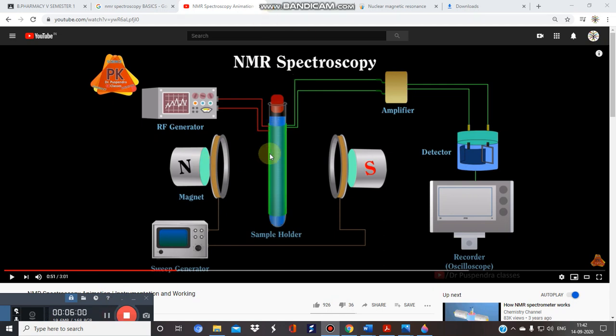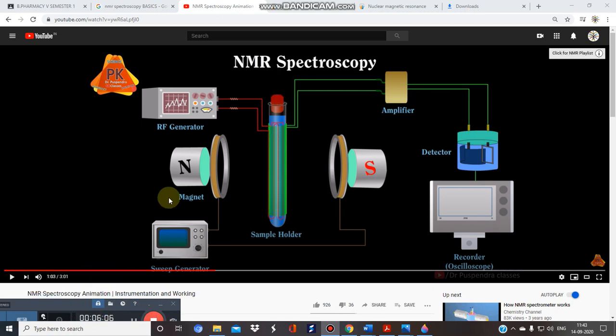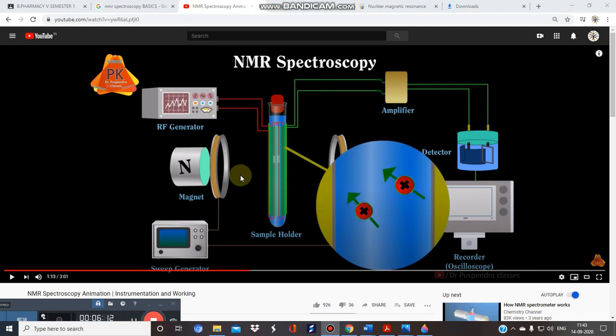So the first step is to put the sample in this NMR tube, and it should be taken in solution form. In the next step, the radio frequency generator generates the radio frequency, and due to this electromagnetic radiation, the protons present in the sample also tend to align in the direction of this RF frequency.